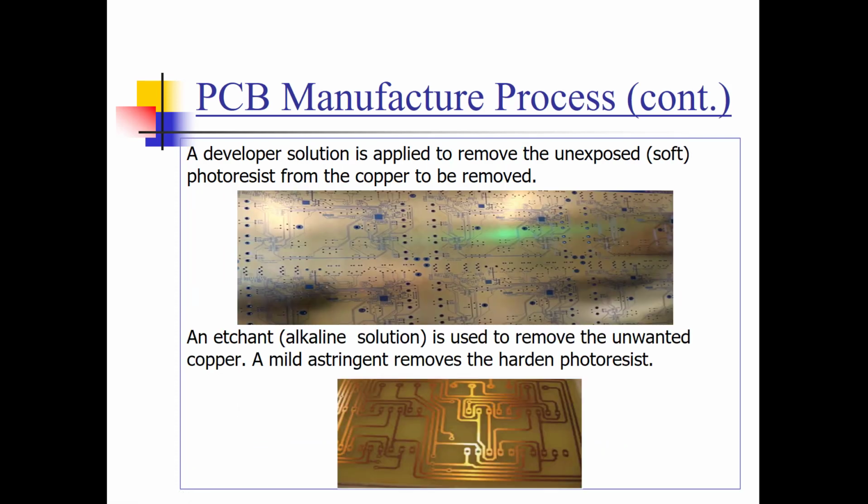So the next step is they use a developer, and the developer takes away all the photoresist that wasn't exposed, and it only leaves the hardened photoresist that's on top of the copper that eventually is going to become the traces on a printed circuit board.